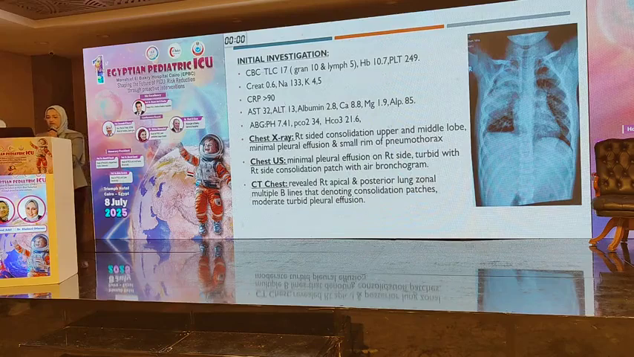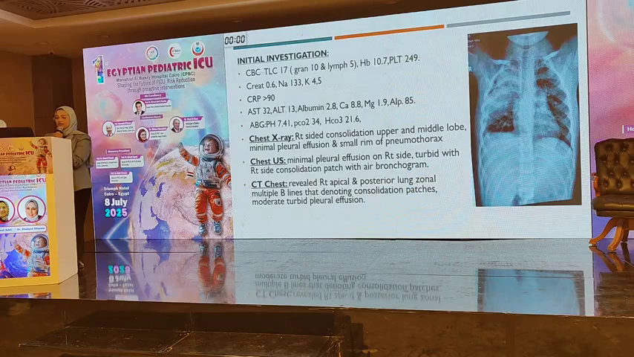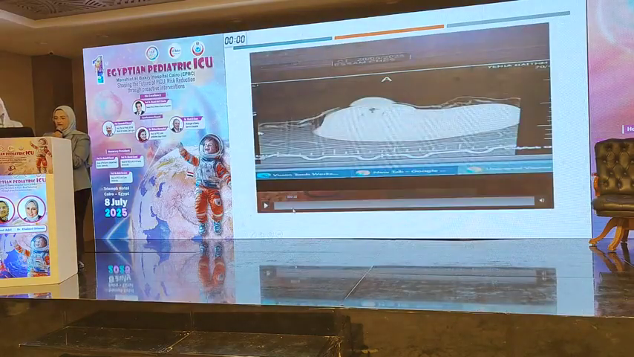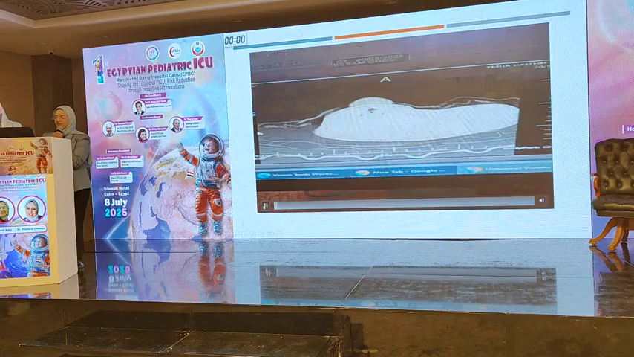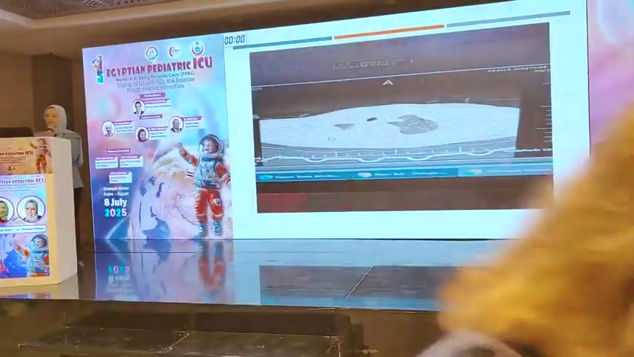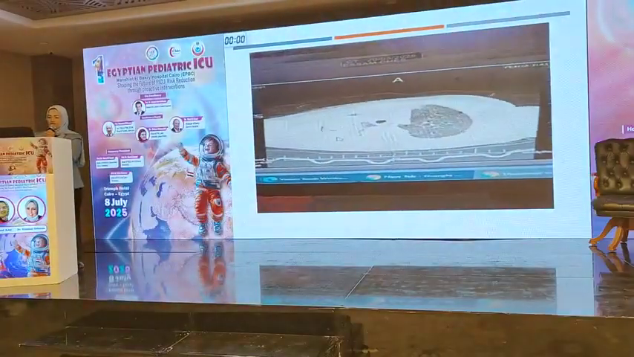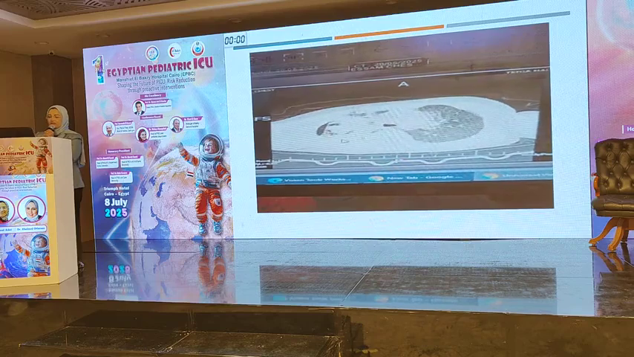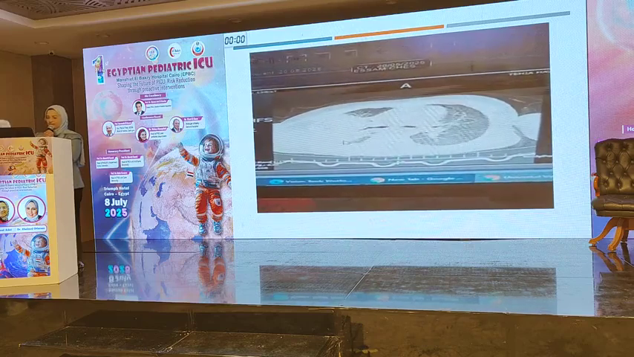The CT chest revealed the right apical posterior lung zone with multiple B lines denoting consolidation patches, and moderate pleural effusion. The CT done in the ER showed cavitation and consolidation with minimal pleural effusion.